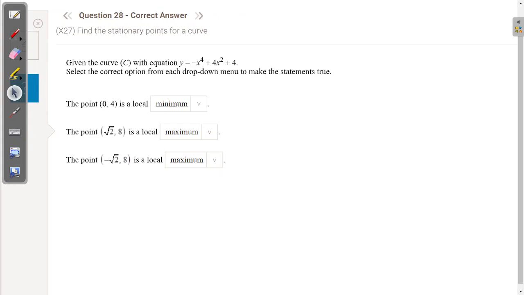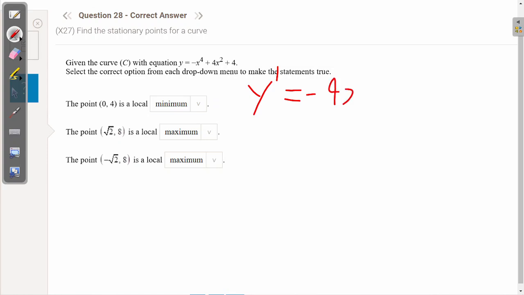Okay, this is the same thing, but actually it's not the same thing. To find the local minimum and maximum, you basically find the points with a derivative of 0, and then you have to do a table of variation. But here they already gave you the values at which the derivative is 0, so you can skip that step. But first of all, you need to find the derivative. So y prime equals negative 4x cubed plus 8x.